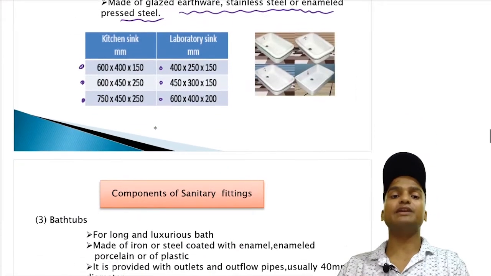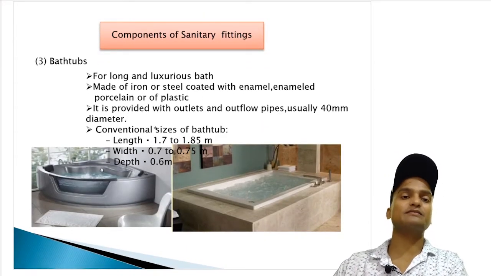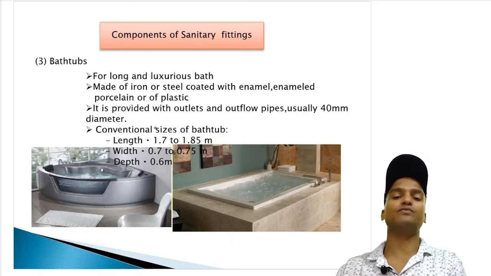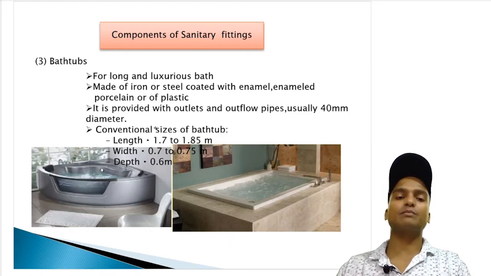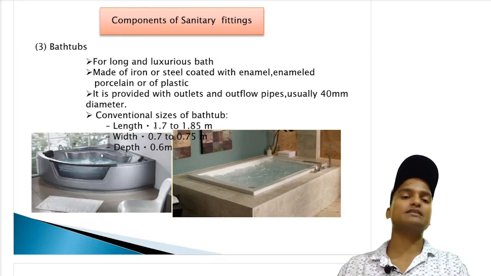Next component of sanitary fittings is the bathtubs, but it is commonly seen only in luxurious houses, for those who are fond of having long bathing and that too luxuriously. So these bathtubs are made of iron or steel coated with enamel or enameled porcelain or a plastic. It is provided with outlets and outflow pipes, usually 40 mm diameter, and conventional size of bathtub must be like a bed size. So the length is almost 1.7 meter to 1.85 meter, and width is 0.7 meter and depth is 0.6 meter.